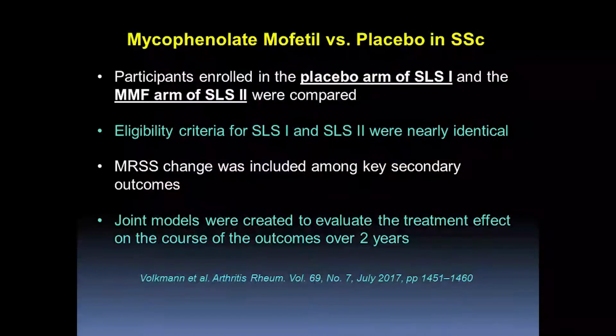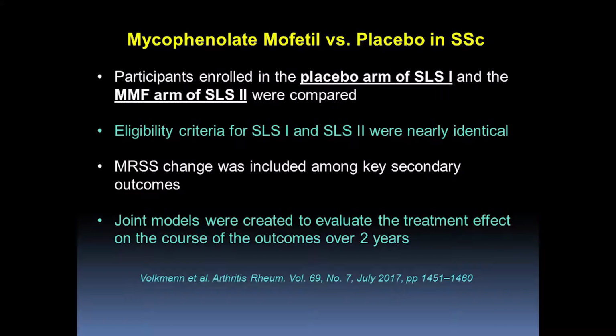This was actually published by Walkman et al. last year. So basically what was done, 2 groups were compared. One is the placebo arm of the scleroderma lung study 1, compared against the mycophenolate arm of the scleroderma lung study 2 patients. Scleroderma lung study 1 was a 1-year study comparing oral cyclophosphamide and placebo in patients with interstitial lung disease in scleroderma. However, among the secondary outcome measures, skin score was documented in these patients.